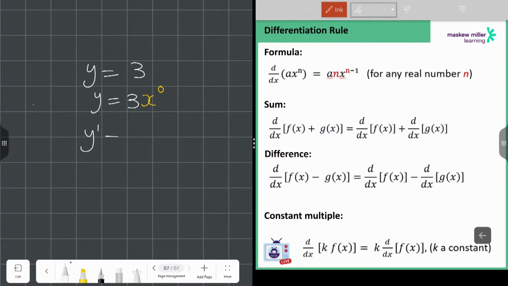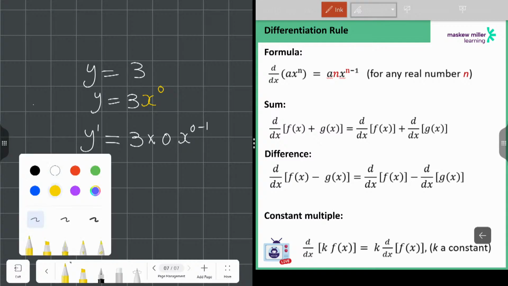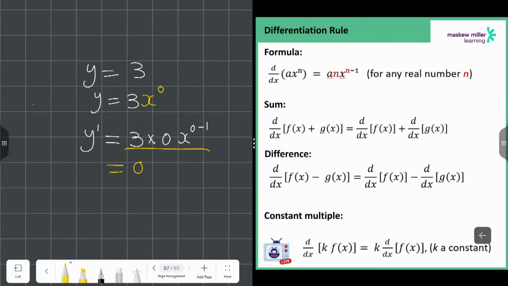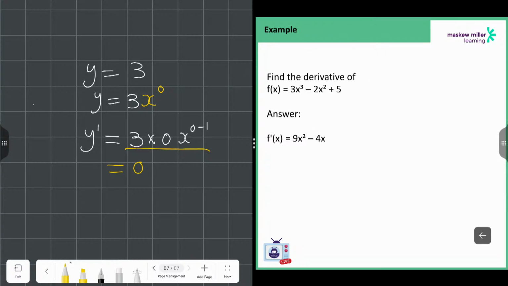There are many notations. The moment I do this, I'm going to say 3 multiplied by the 0, and I have x to the power 0 minus 1. That is what I'm actually having as if I derive that. But everything that is multiplied by 0 is literally going to give us 0. So what does this mean? The derivative of a constant value is always equal to 0. Okay, so that is one of the things.